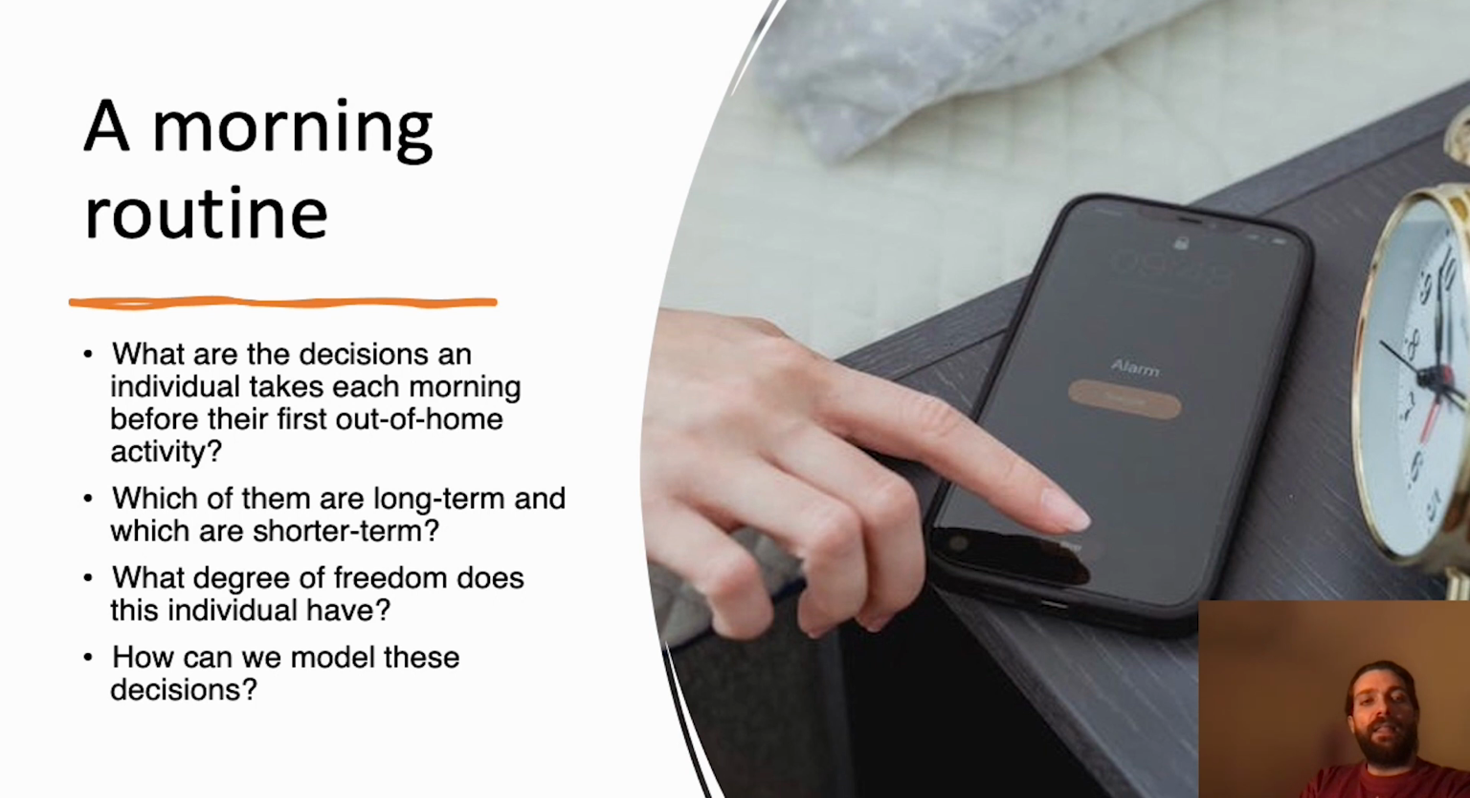So if we put ourselves in the position of considering the decisions we make during our morning routine, the decisions we take before conducting our first out-of-home activity can be split into decisions that are made in the past and are kind of strategic decisions. For example, the current work situation that we're in, or the work location, if we want to speak in spatial terms, and also some shorter term decisions such as what mode will I use to get to work.